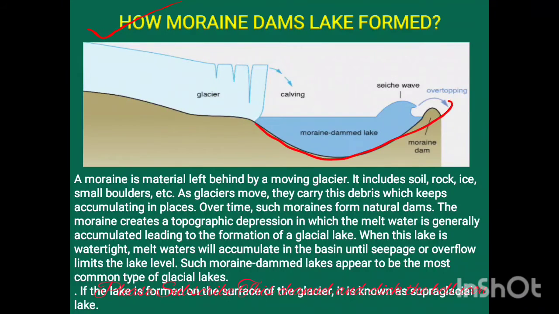And this empty place is filled up with the accumulated melting water of glacier ice. The moraine forms the natural dam and creates the topographic depression, in which the meltwater accumulates in the basin until its overflow limit is crossed. Such moraine lakes appear to be the most common type of glacial lake. And if the lake forms on the surface of the glacier, it is known as a supraglacial lake.